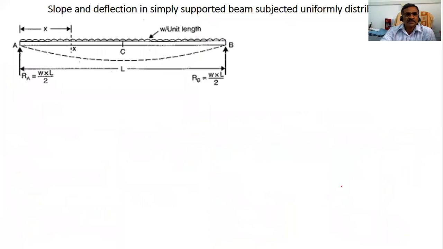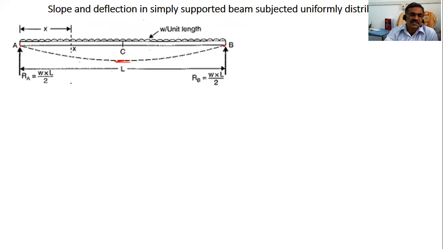Now you take this problem. This is also a simply supported beam, but subjected to a uniformly distributed load. Here also the points A and B will be subjected to maximum slope, and the center point will be subjected to maximum deflection. The slope will be 0 at the center, that is L by 2, and the deflection will be 0 at points A and B.